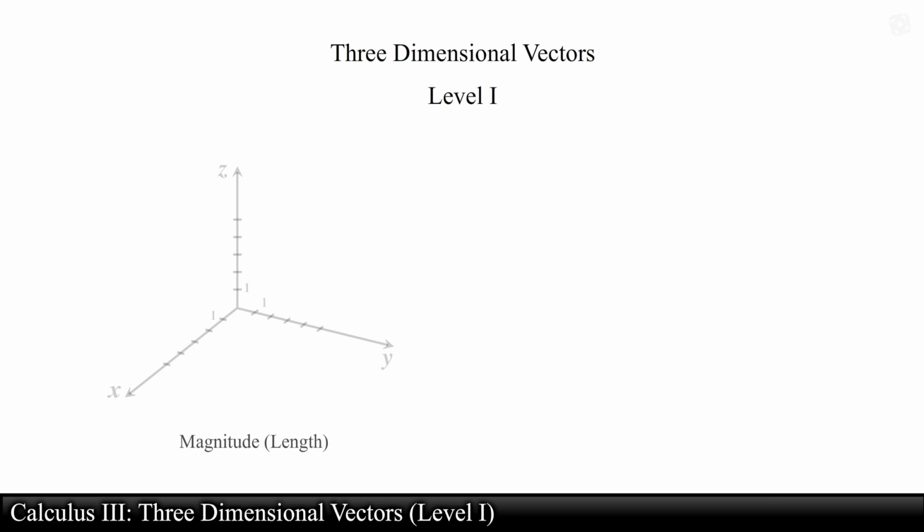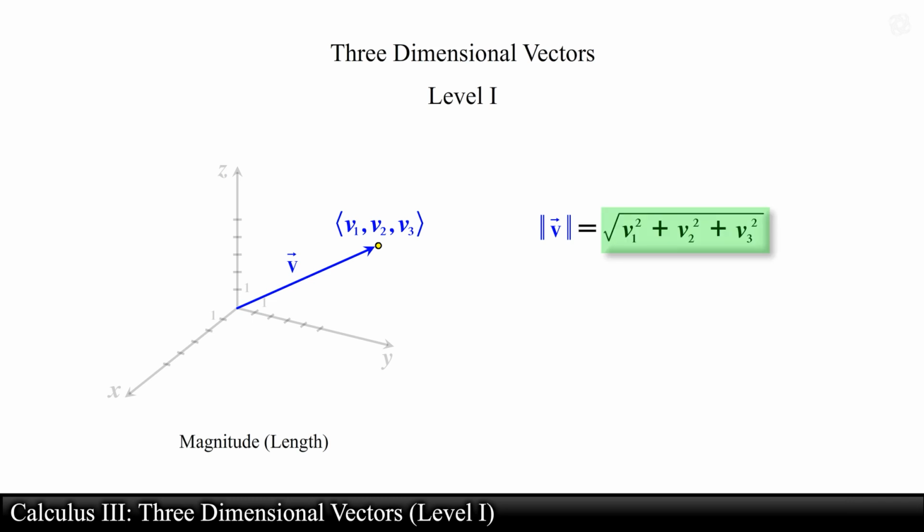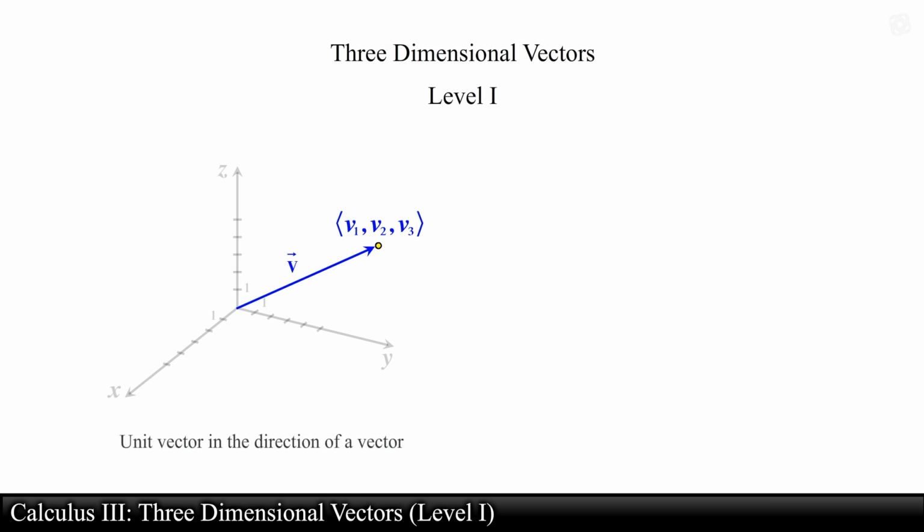The length or magnitude of a vector in space is calculated similarly to planar vectors. The only difference is that we include the third component into the expression, as follows. This is essentially the Pythagorean theorem in 3 dimensions. To find a unit vector in the direction of a vector v, we simply take the components of vector v and divide it by the magnitude of vector v, as long as vector v is not the zero vector.